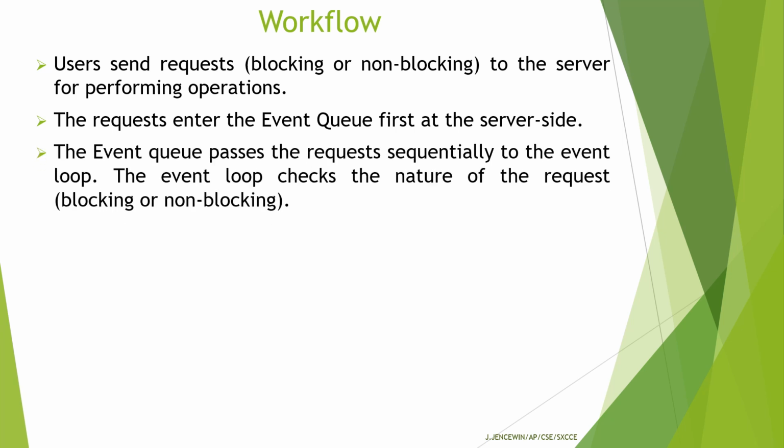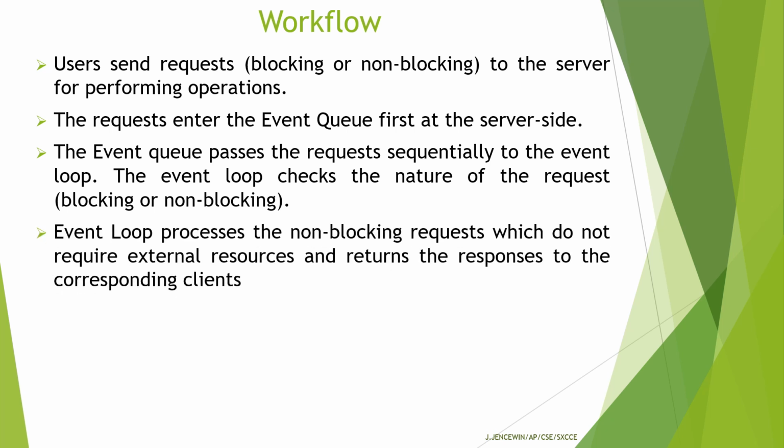The event queue passes the request sequentially to the event loop. The event loop runs on top of the event queue and fetches the requests one by one. It checks the nature of the request, whether it is blocking or non-blocking. The event loop processes the non-blocking request, which does not require any external resources, and returns the response to the corresponding client. If it is handled by Node internal resources, it is executed by the event loop, the result is sent back to the client, and the event loop fetches the next request.